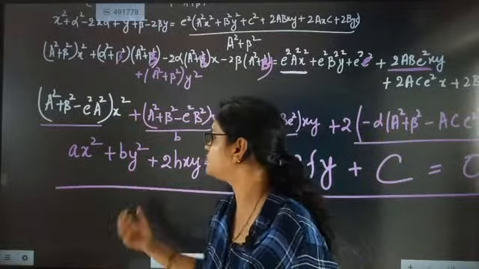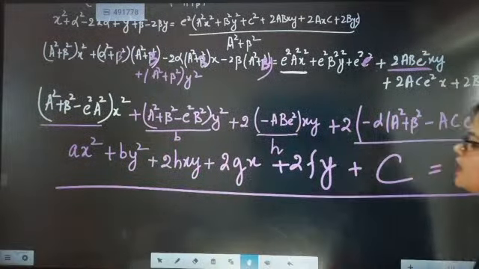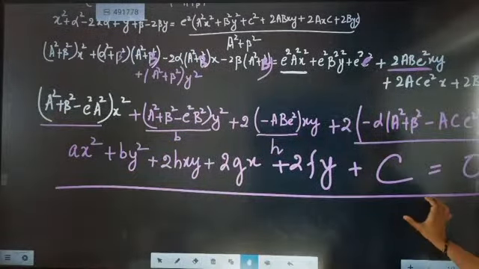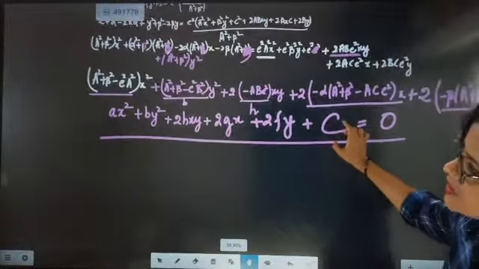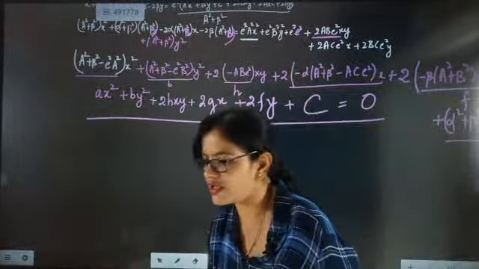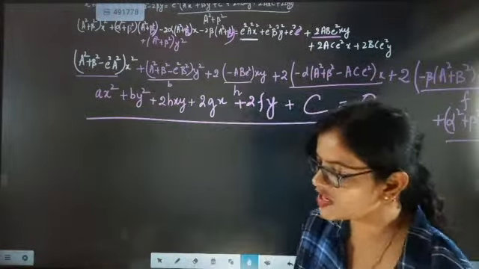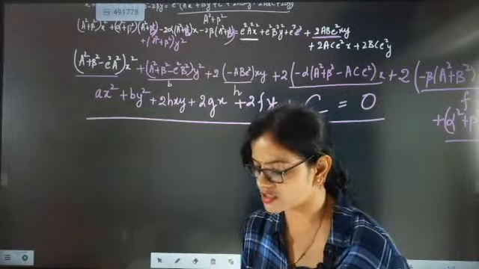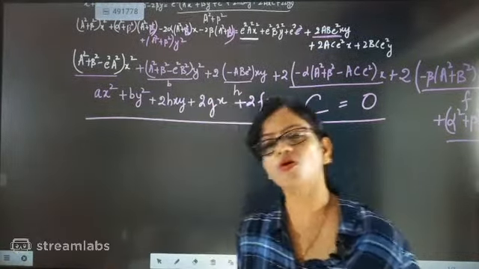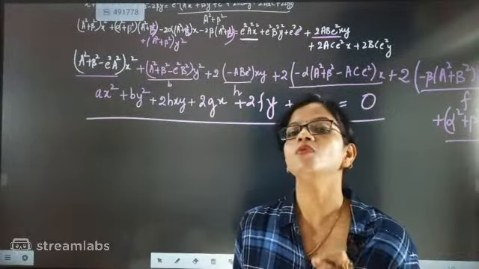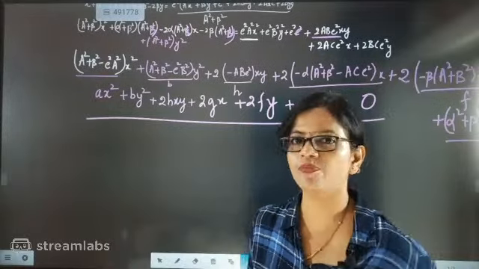ax square plus by square plus 2hxy plus 2gx plus 2fy plus c equal to 0. Now this will become the equation of the conics. Here these are the coefficients, and now we have to allow these coefficients to vary. The first important thing is the constant ratio, that is e, which will be different for different types of figures.